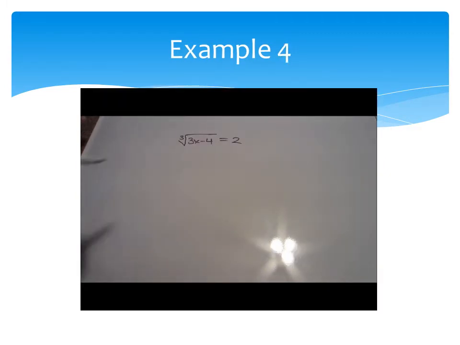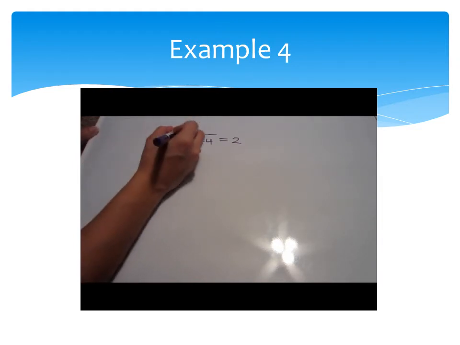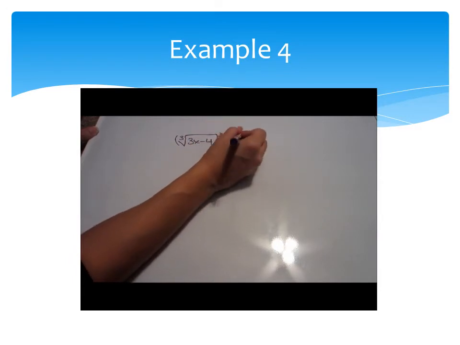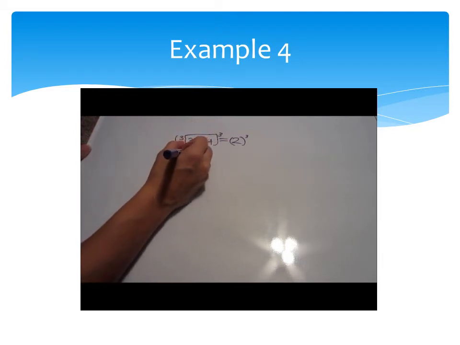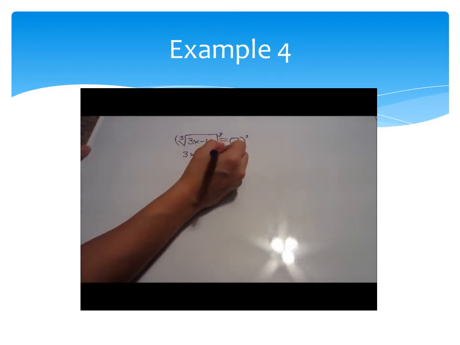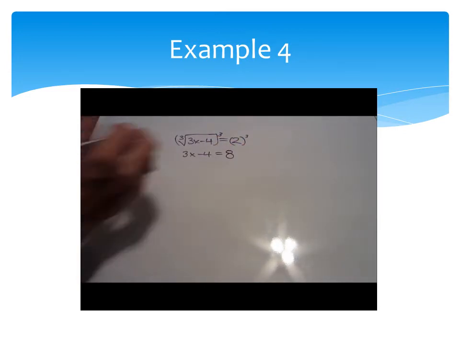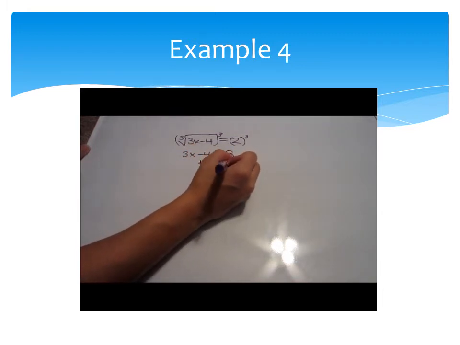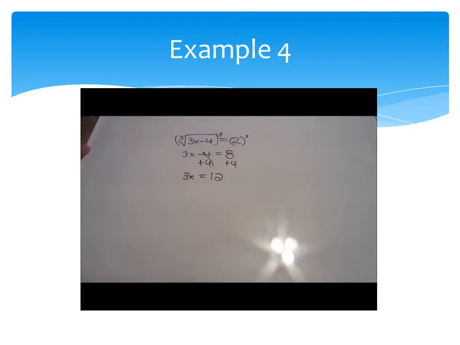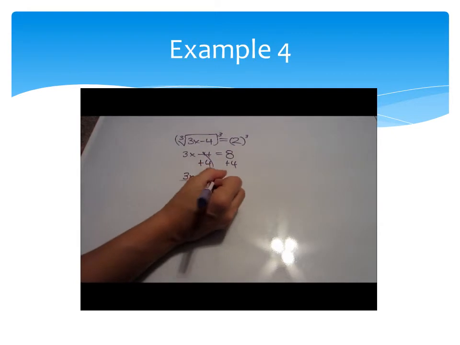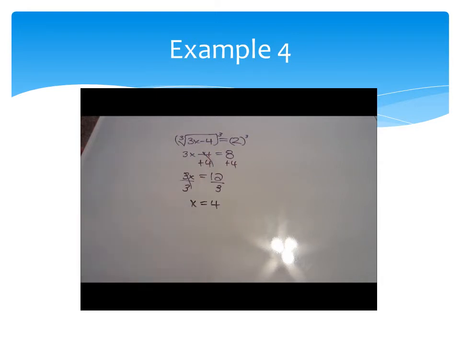For this example, we have the cube root of 3x minus 4 equal to 12. The radical is already by itself, so our first step is to cube both sides because we have a cube root. So now we take off the radical, giving us 3x minus 4 equals 2 cubed, and 2 cubed is 8. Next we add 4 to both sides. To get the x by itself, we have 3x is equal to 12. And then we divide both sides by 3. This gives us a final answer of x equal to 4.